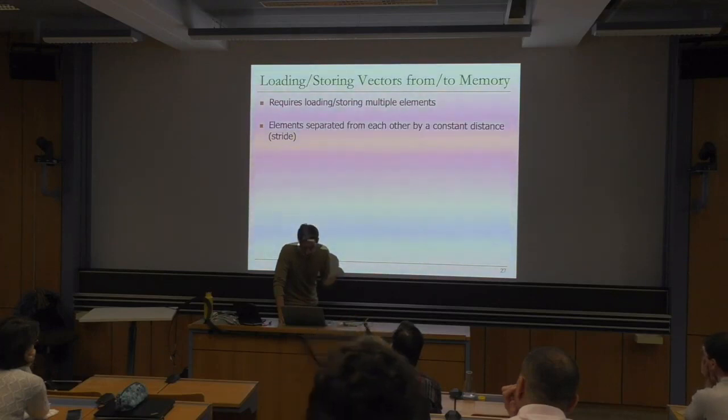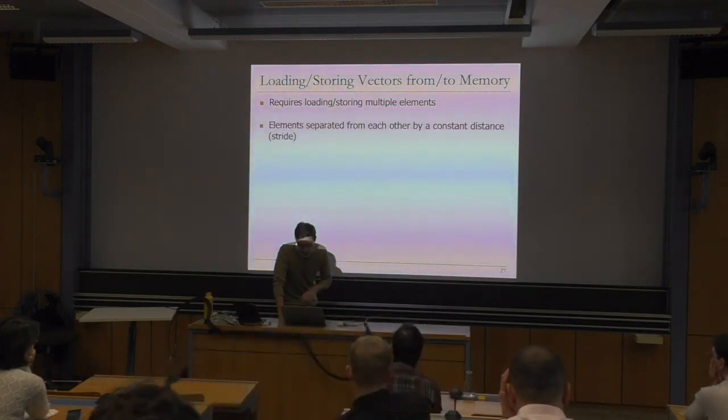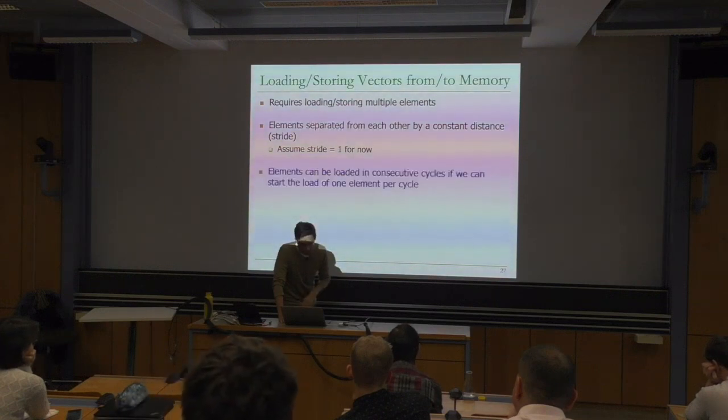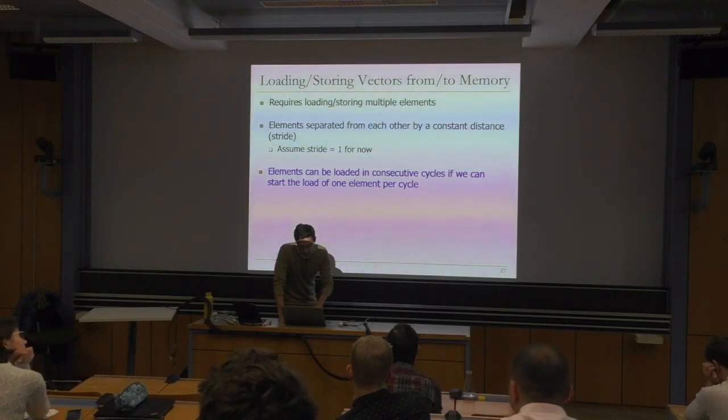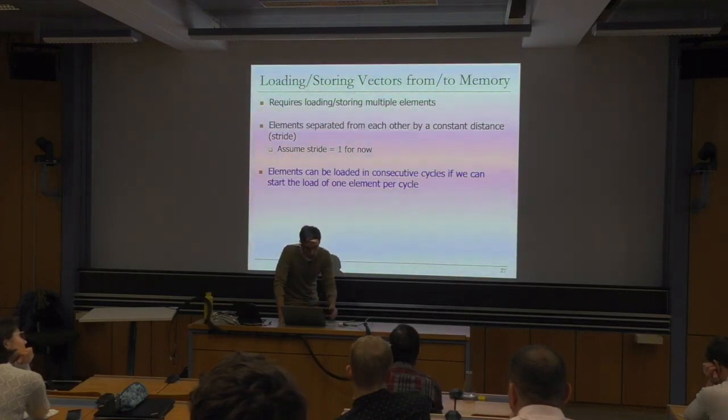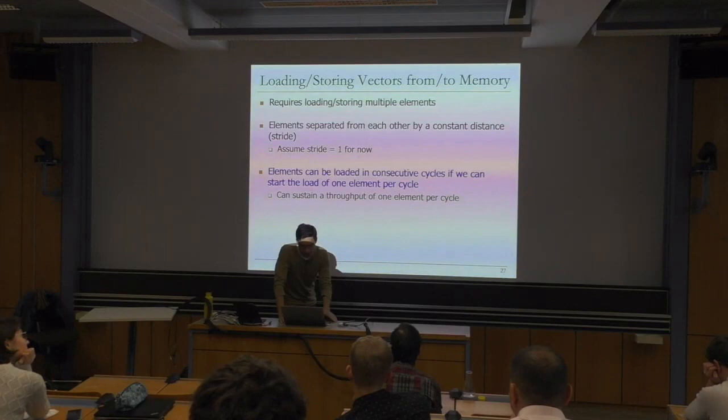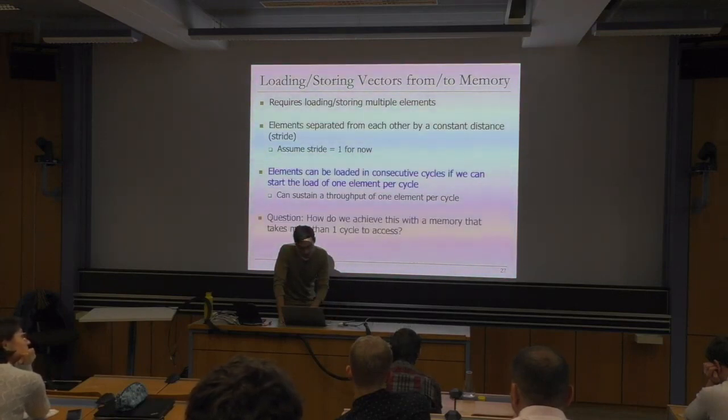We already know that these elements are separated from each other by a constant stride. For now, we are going to assume a stride equal to 1. And as you will see, we are going to be able to load elements in consecutive cycles, such that we can start a load of one element per cycle. This is something that we are going to be able to do by using multiple banks inside memory.